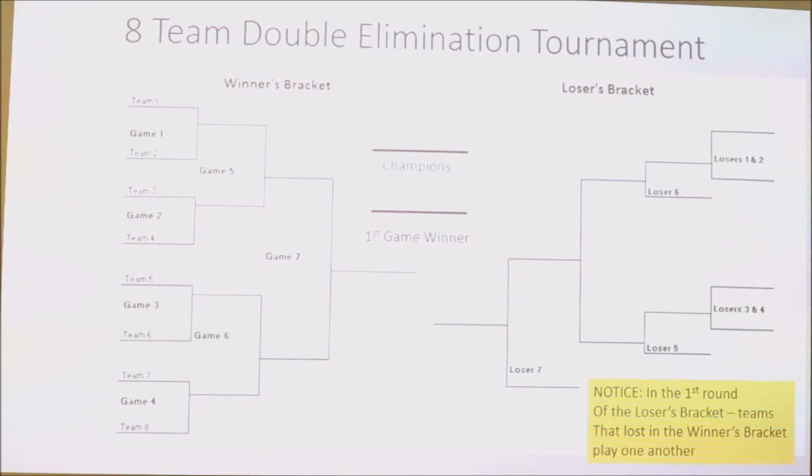Notice in the first round of the loser's bracket that the teams who lost in the winner's bracket in the first round play each other. And then they begin to play the teams from the other bracket. If you look, 1 and 2 lost, so they're going to play, the losers of 1 and 2, they're going to play the loser of game 6. And then you bracket game 5 to play the loser of 3 and 4. Then they play each other again in the loser's bracket. That pattern continues no matter how many teams you're having in your tournament.